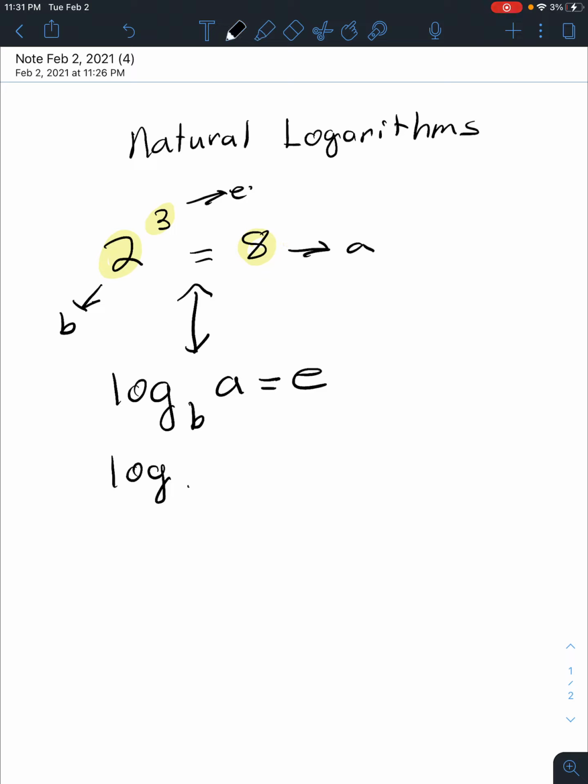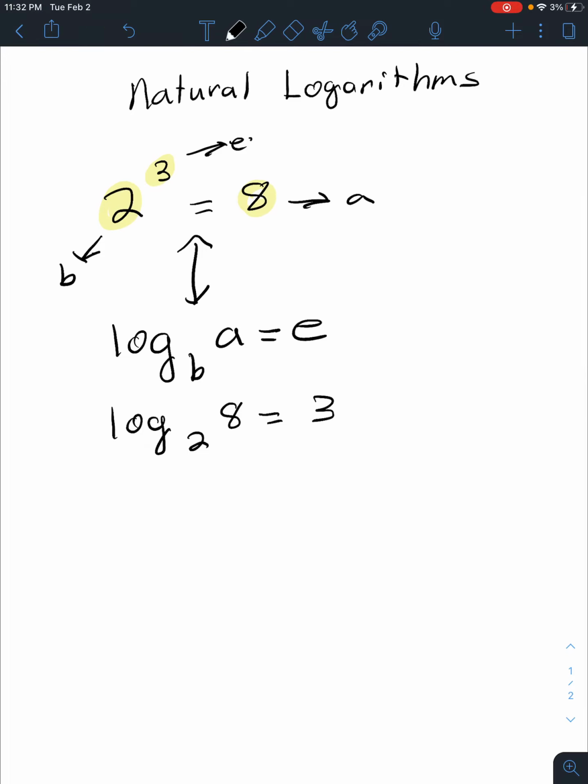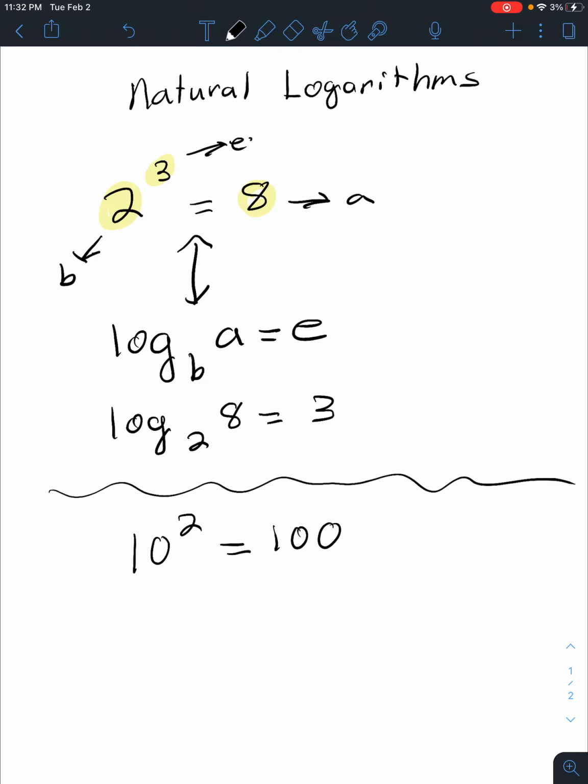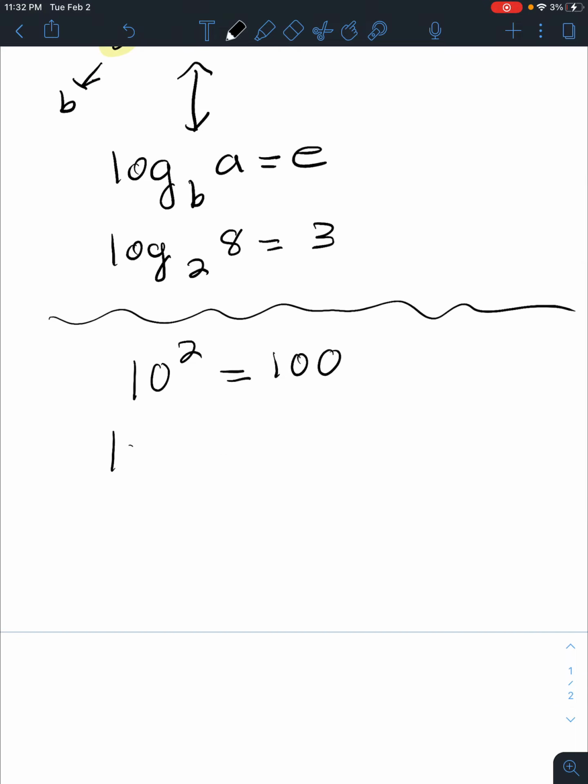So we see that log base 2 of 8 equals 3. So if we think about this, if 2 is our base and 8 is our answer, does it make sense that 2 to the power of 3 gives us 8? Yes. Logarithms help us solve for the exponent part. So we also learned about 10 to the power of 2 equals 100. If we converted this to logarithmic form, we said log base 10 of 100 equals 2.